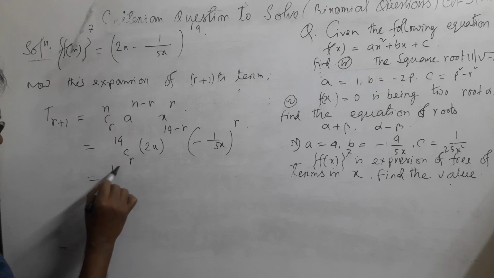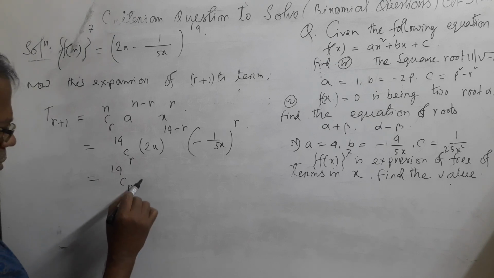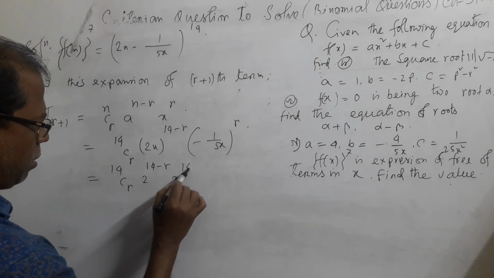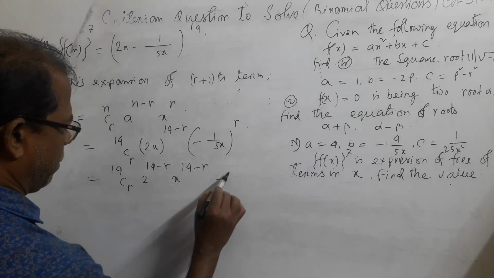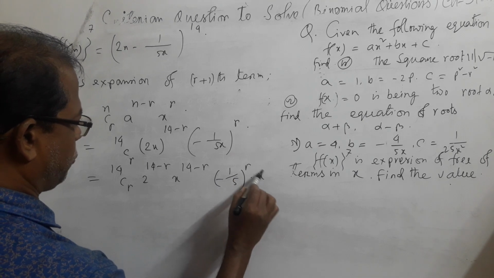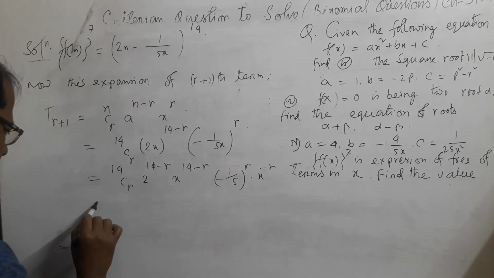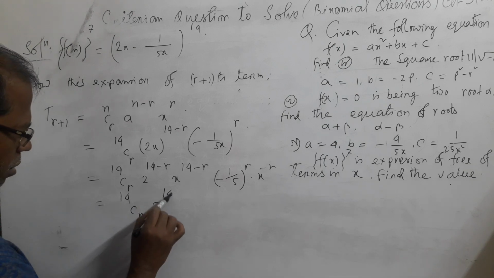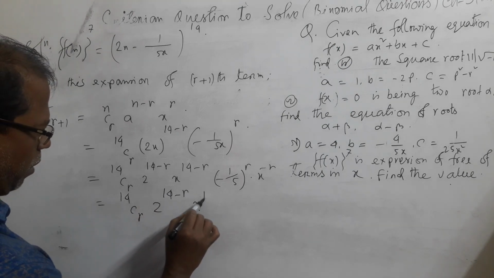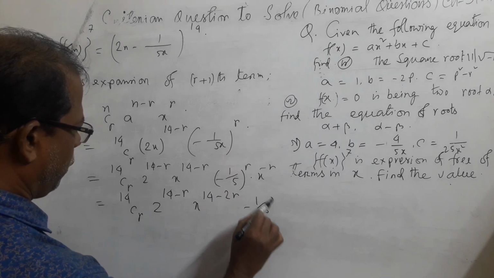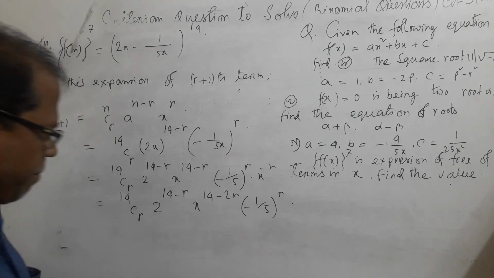That's equal to 14Cr 2 to the power 14 minus r x to the power 14 minus r and (minus 1 by 5) to the power r and x to the power minus r. That's why 14Cr 2 to the power 14 minus r x to the power 14 minus 2r and (minus 1 by 5) to the power r.